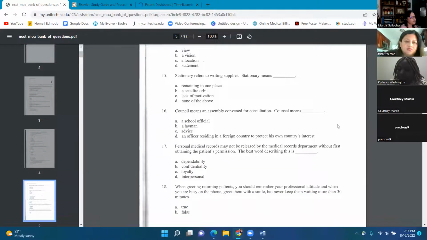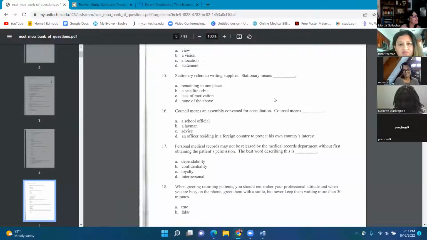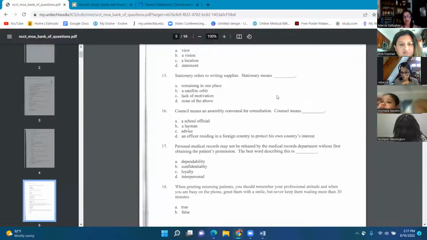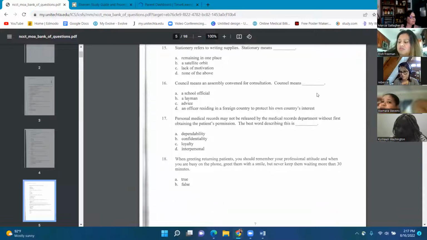All right, so our next two words are stationary and stationary. Stationary, S-T-A-T-I-O-N-E-R-Y, refers to writing supplies. Stationary, which is A-R-Y, means remaining in one place, a satellite orbit, lack of motivation, or none of the above. A, remaining in one place. Yes, A, remaining in one place.